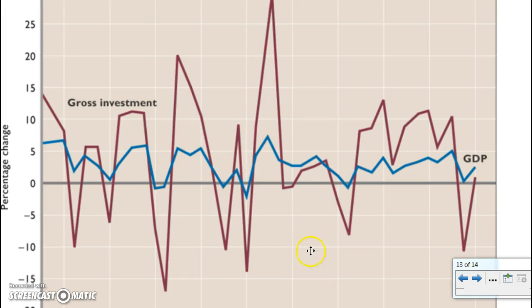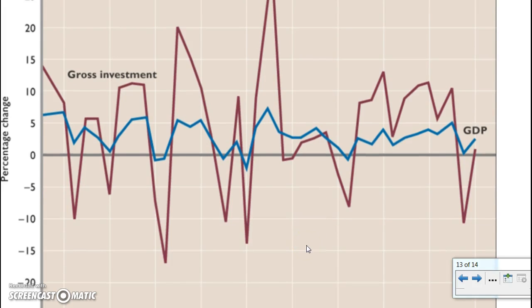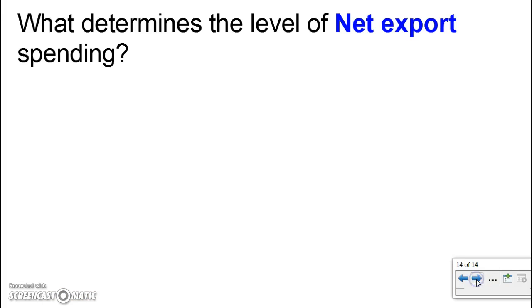So it could be that changes in investment are actually driving the changes in GDP, or it could be that the investors are looking at what's happening in the GDP and making their decisions accordingly.